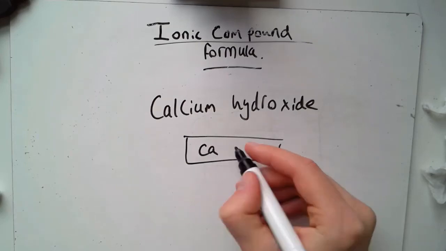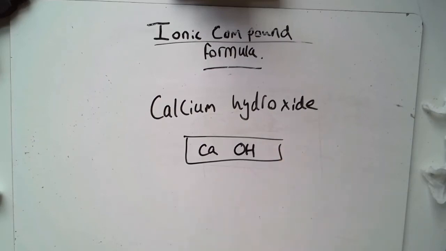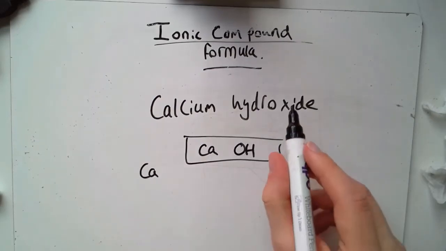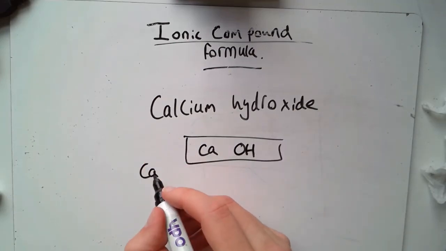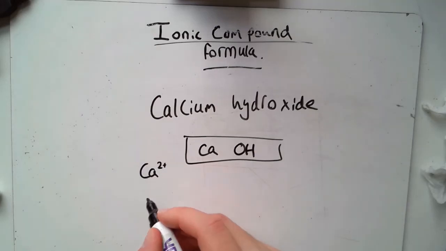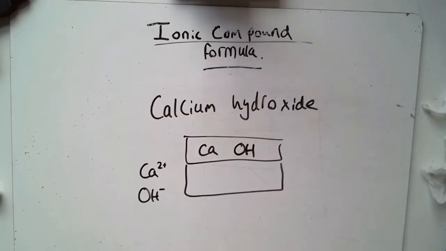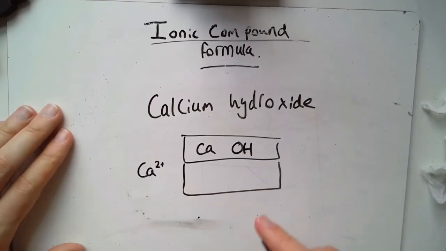I've got Ca. Now the formula of a hydroxide ion is OH. I'm going to write the ion formula outside here, and you need to just know that. You need to memorize that hydroxide equals OH. So you've got Ca2+, OH-. This is my hydroxide ion. You can't find this on the periodic table.